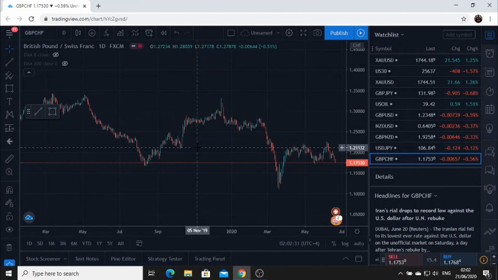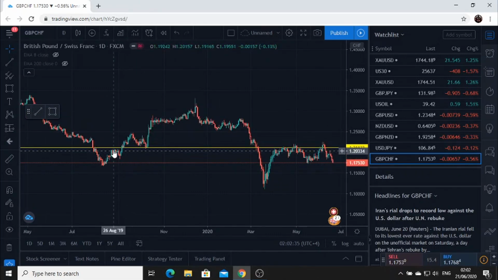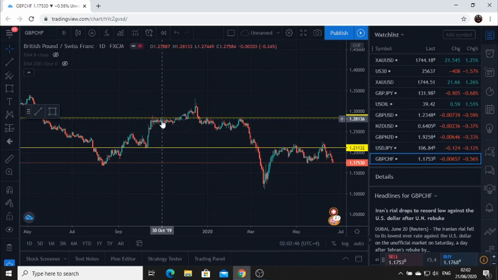For example, this one, I think this is a good zone because the price was hitting it here as well and then broke, came back, hit it again, and then went up. And I think I'll take this one as well, because you can see the price keeps hitting this zone again and again, here also, here also.